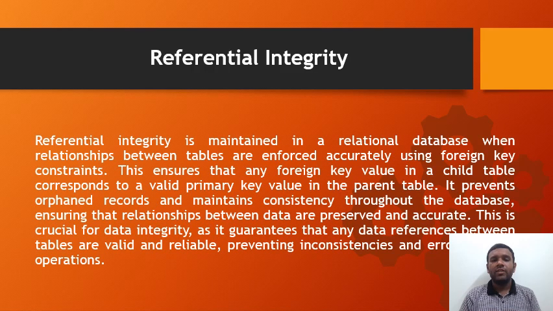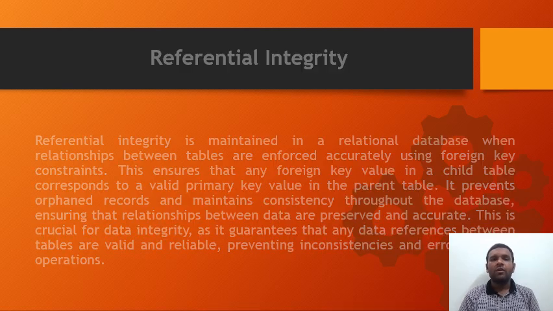The next one is referential integrity, maintained in a relational database when relationships between tables are enforced accurately using foreign key constraints. This ensures that any foreign key value in the child table corresponds to a valid primary key value in the parent table. It prevents orphaned records and maintains consistency throughout the database, ensuring that relationships between data are preserved and accurate. This is crucial for data integrity as it guarantees that any data references between tables are valid and reliable, preventing inconsistencies and errors in data operations.